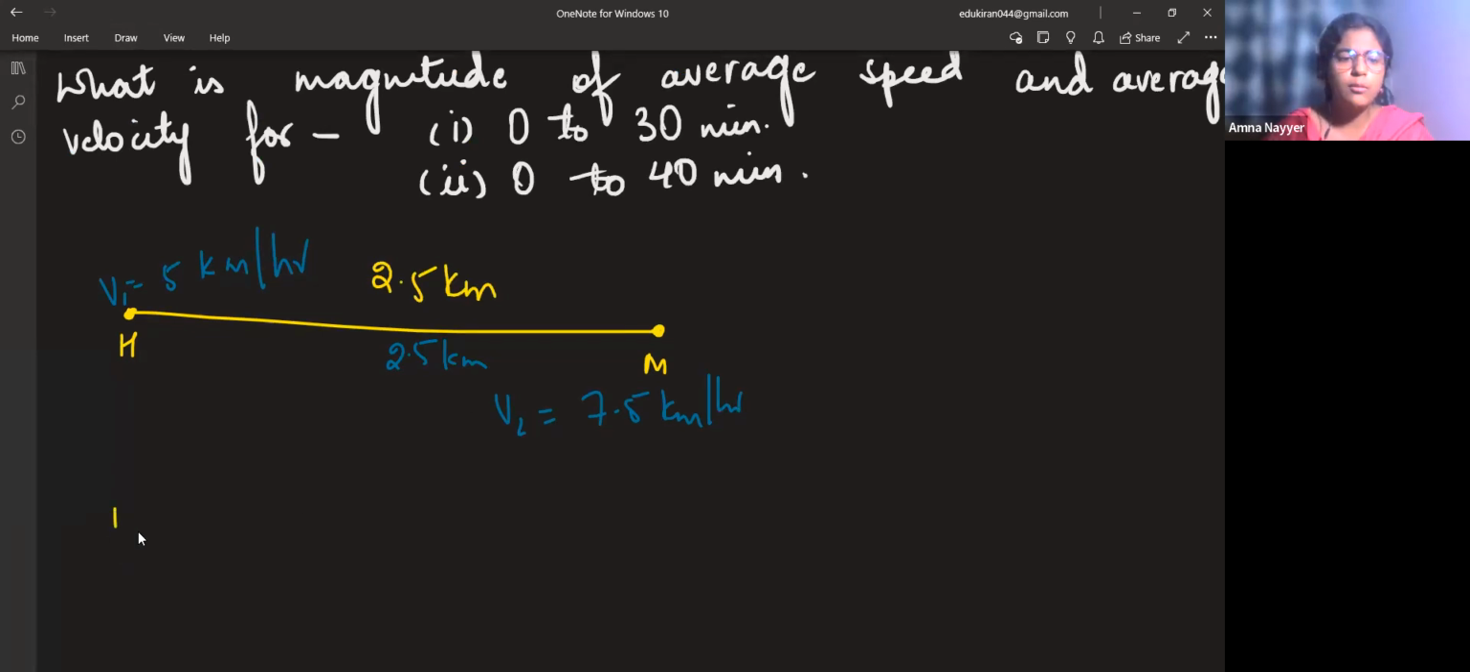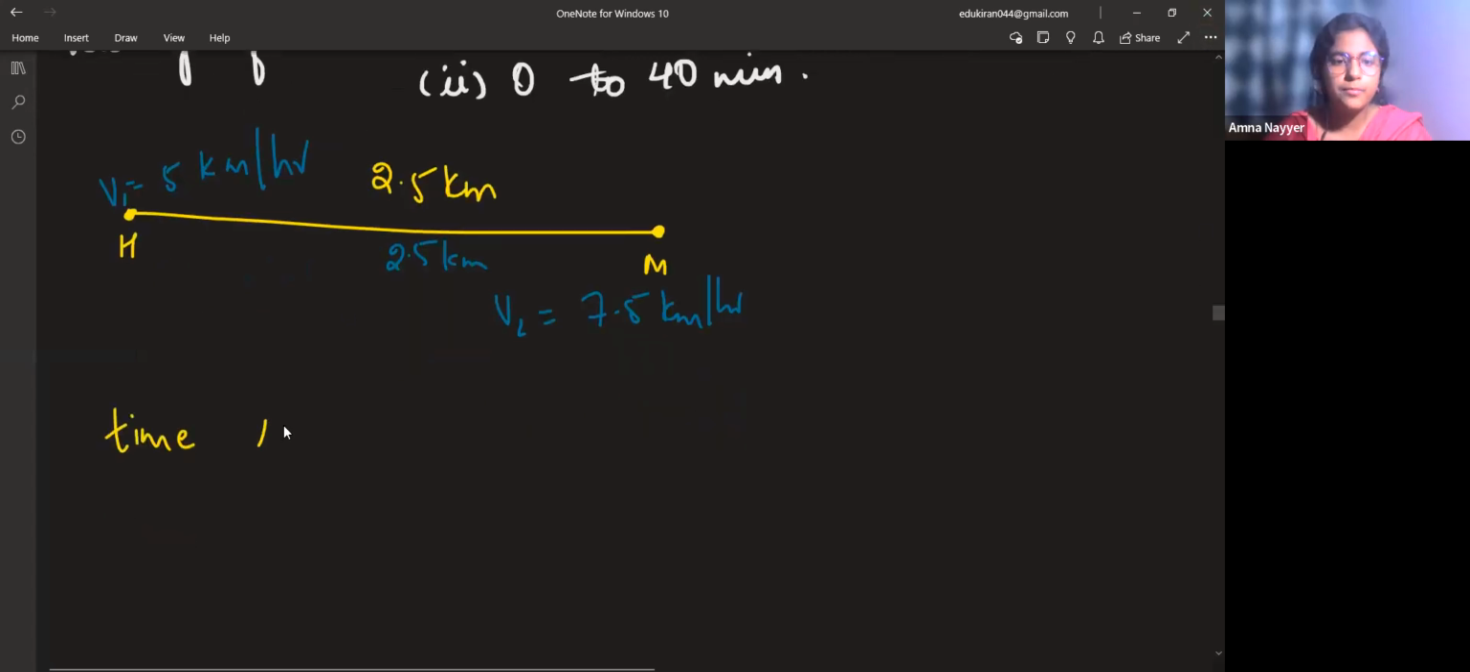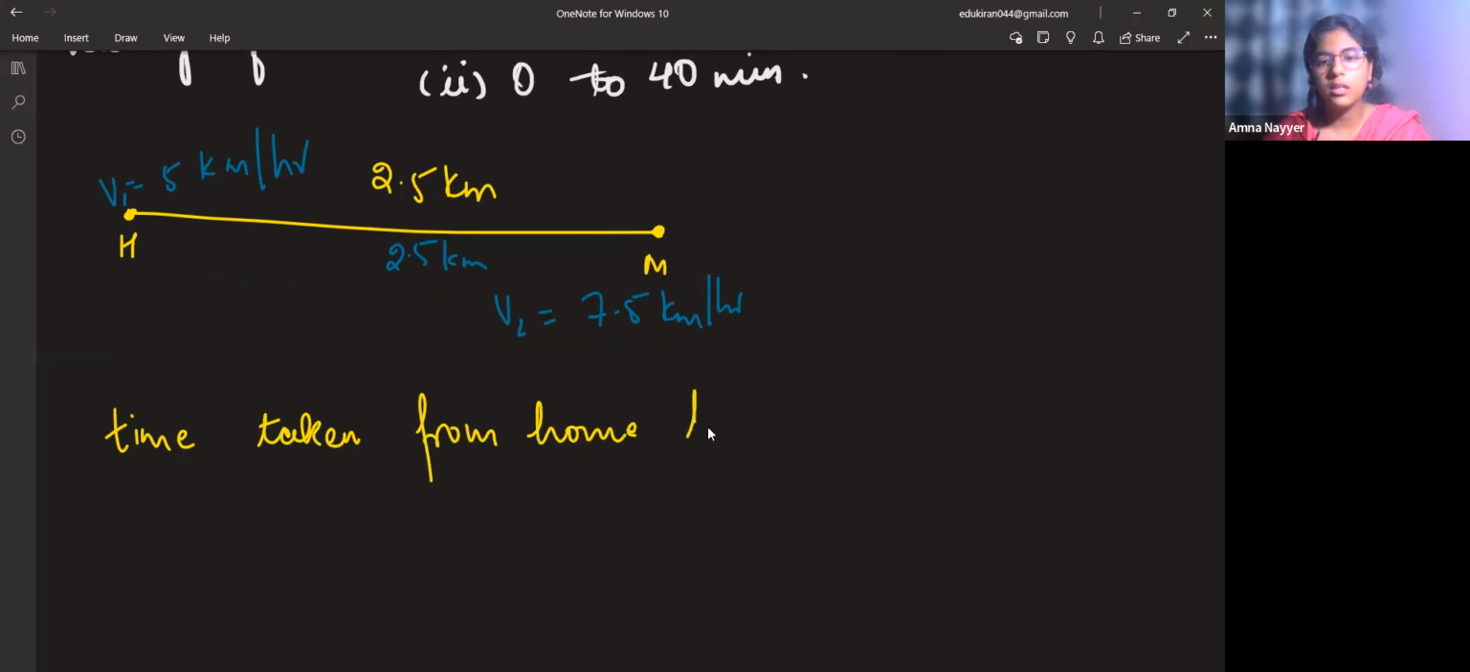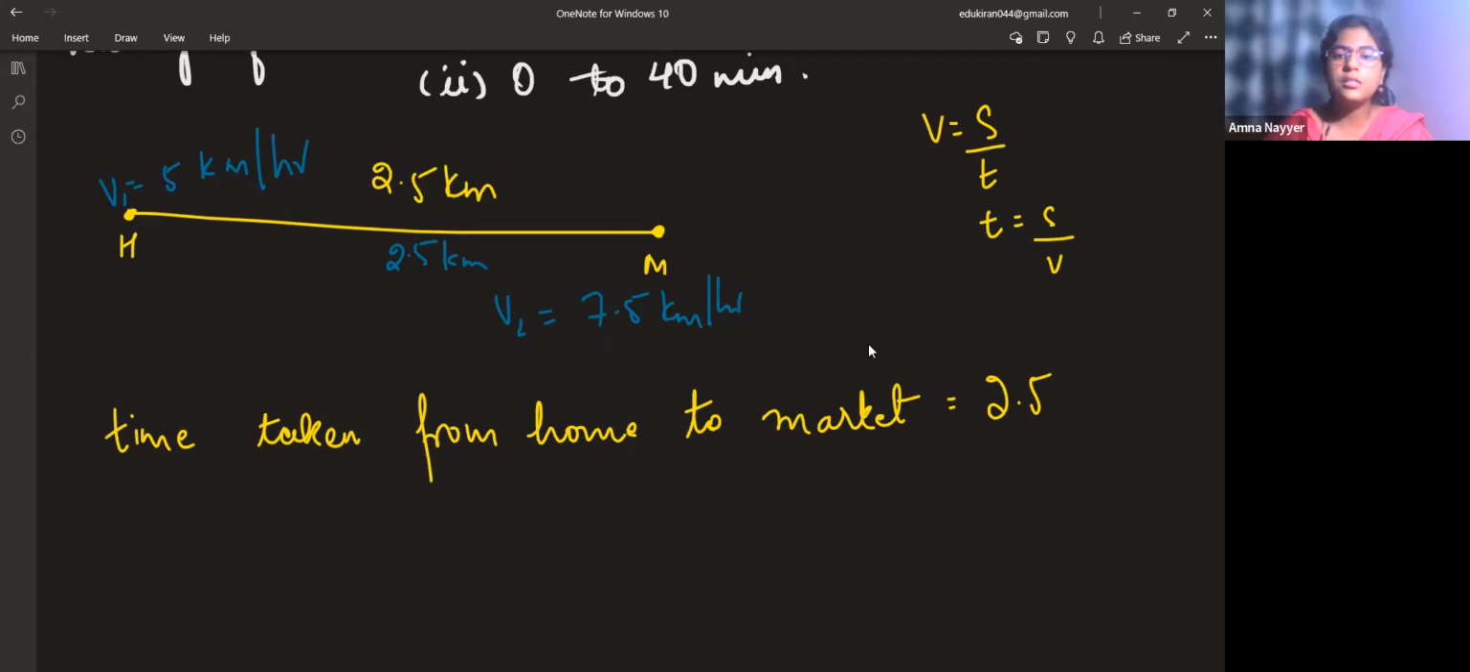So let us calculate the time taken from home to market. How do we calculate the time? See, speed is equal to distance upon time. So time will be distance upon speed. What is the distance? Distance is 2.5 kilometers. What's the speed? 5 kilometers per hour. So that becomes half an hour.